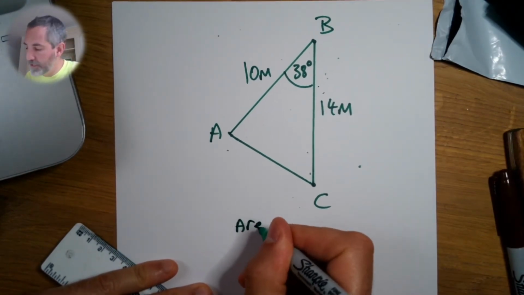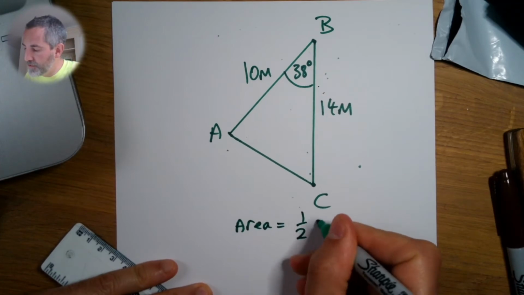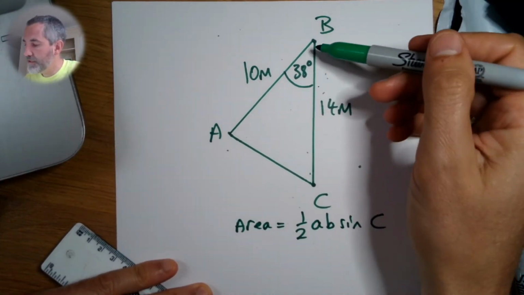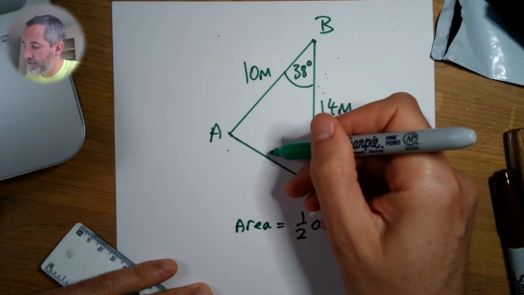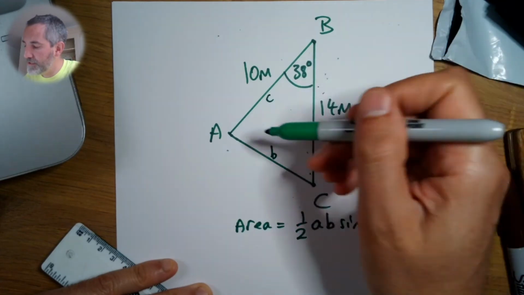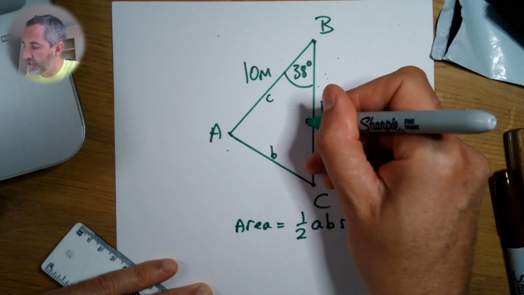Here's the formula that we've just been introduced to, half ab sin C. Let's label the sides. Opposite angle B is side b, so that's there. Opposite angle C is side c. Opposite angle A is side a.